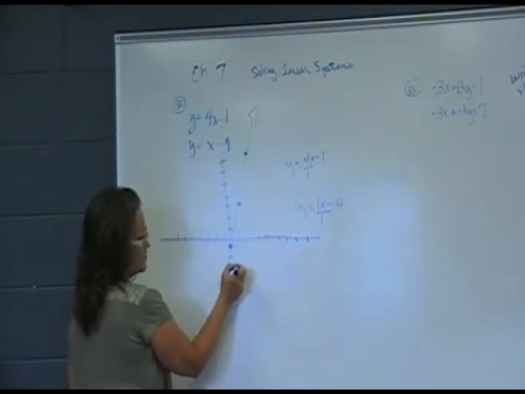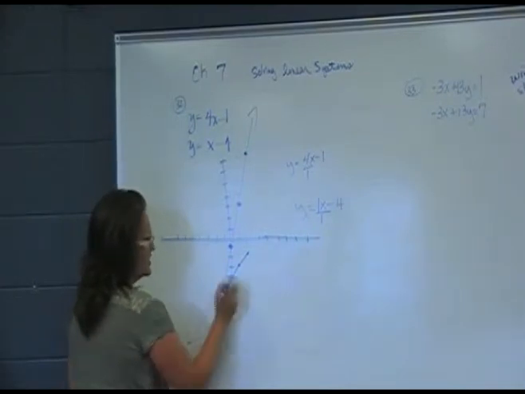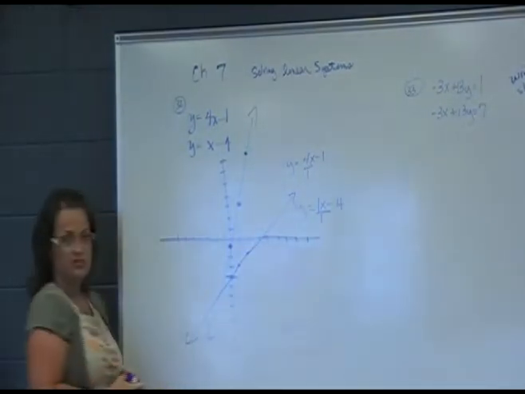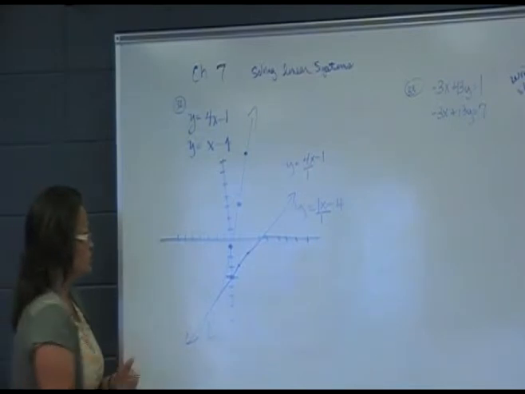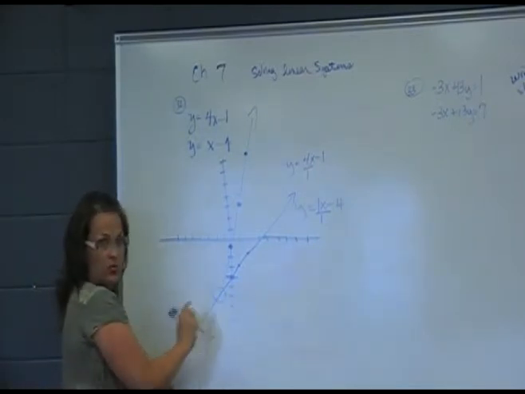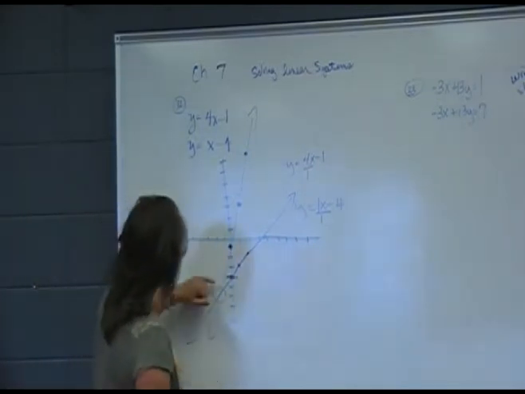Then rise 1, run 1. Rise 1, run 1 from point to point. Connect your dots, and that's the graph of that line. The solution we're looking for is this crossing point where those two lines intersect.